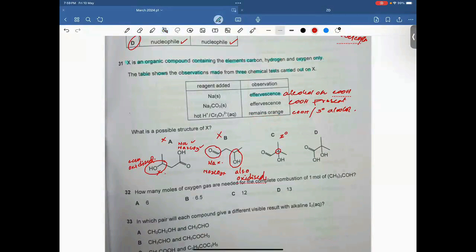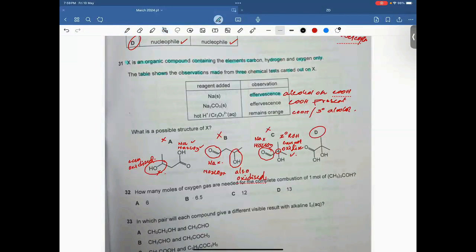This is a 3-degree alcohol, so it cannot oxidize. But this is an aldehyde, and an aldehyde cannot show the sodium test or give you the sodium carbonate test. So obviously C is also incorrect, and therefore D is going to be the right answer.